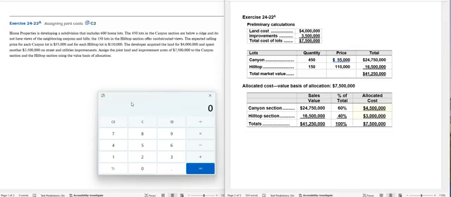See if I can get the numbers in here right. Oh my goodness, I'm having trouble typing right now.